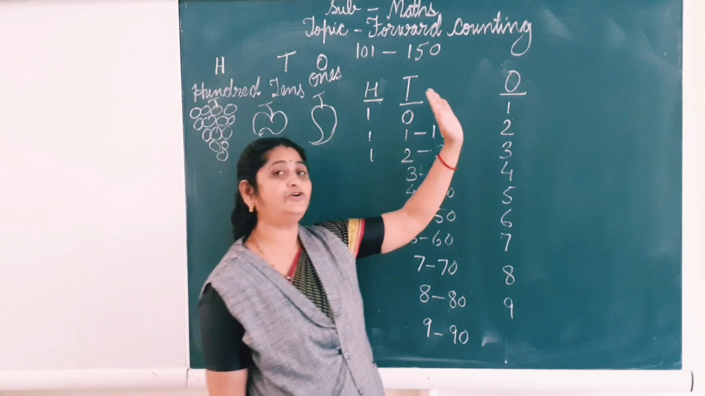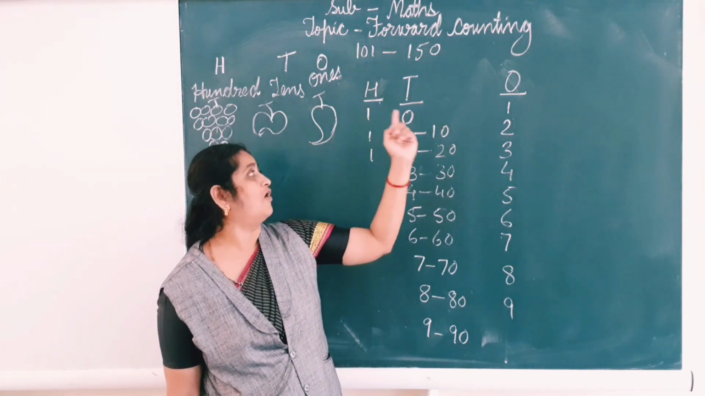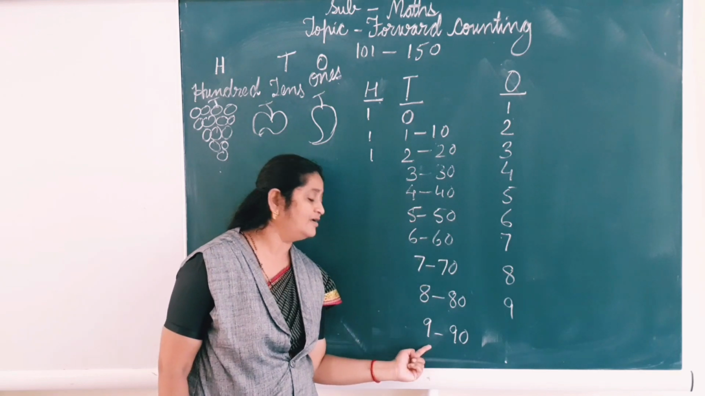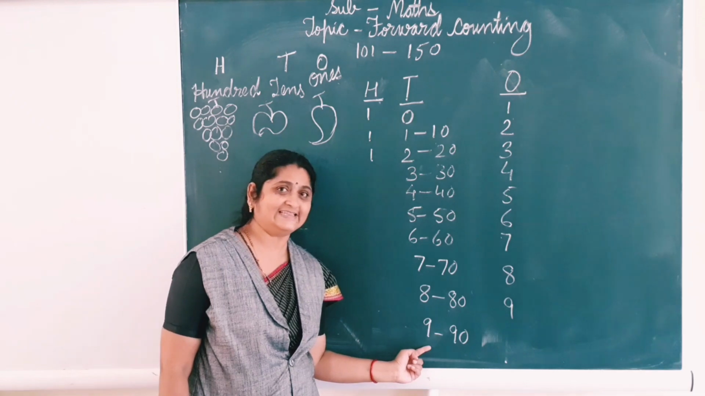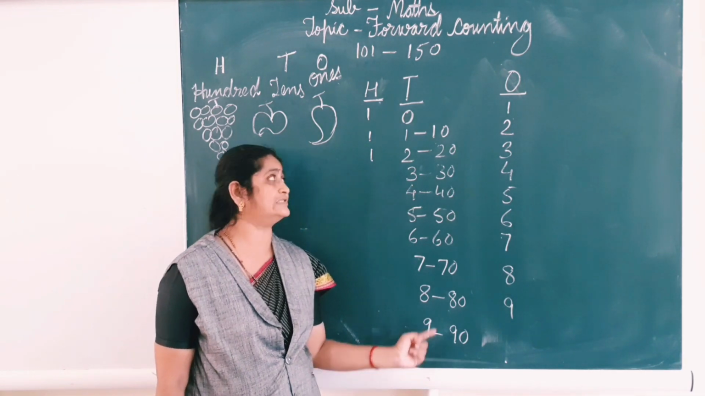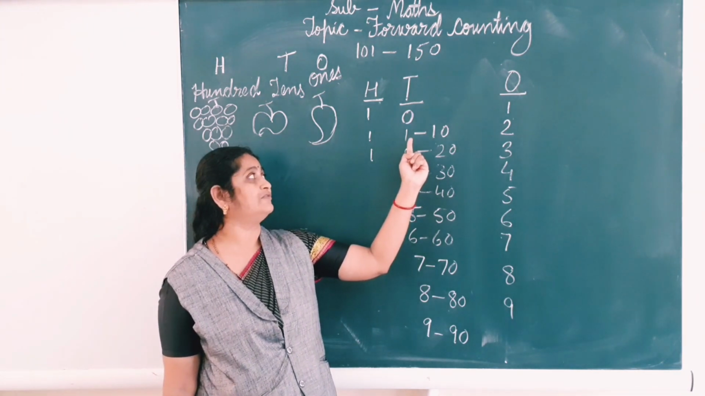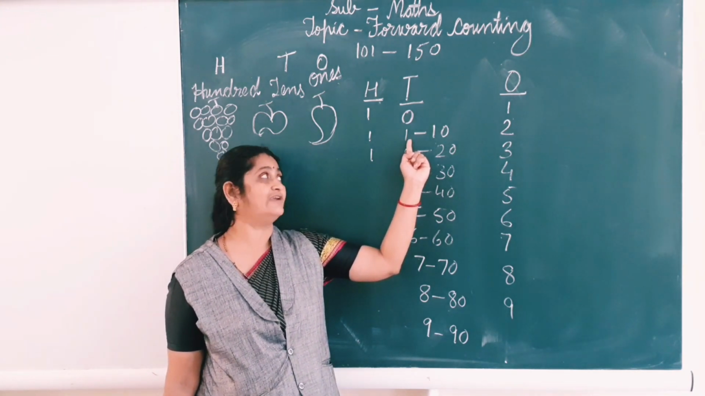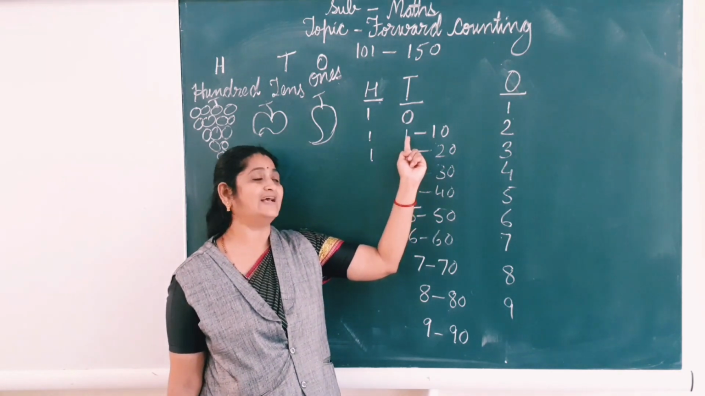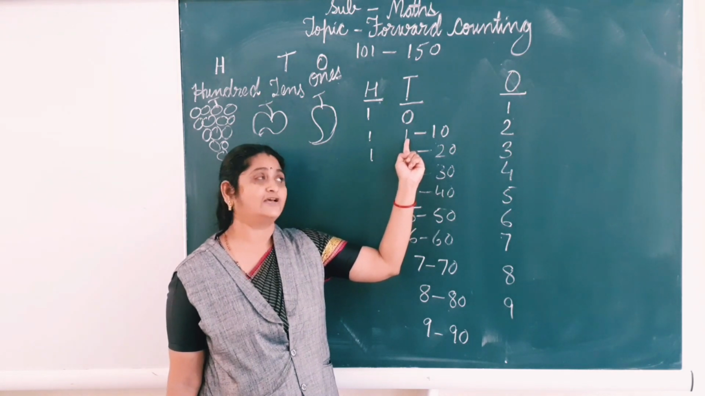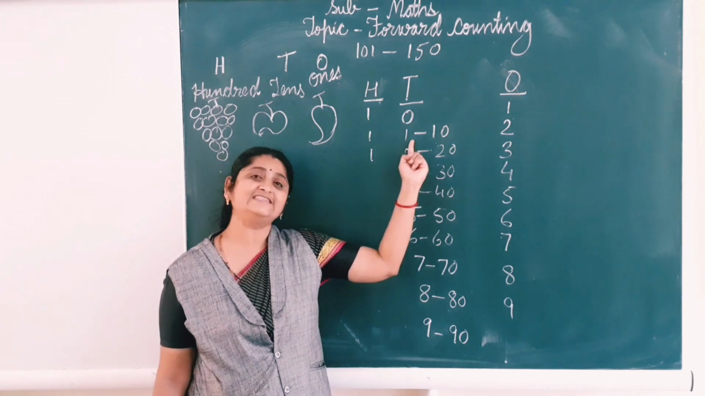Now we will move on to T, means tens. All the numbers written under T have the value of tens. Now see, here number 1 is written. We will not read it as 1. We will read this number as 10. This number 1 has a value of tens when it is under the letter T. So, we will read this number as 10.